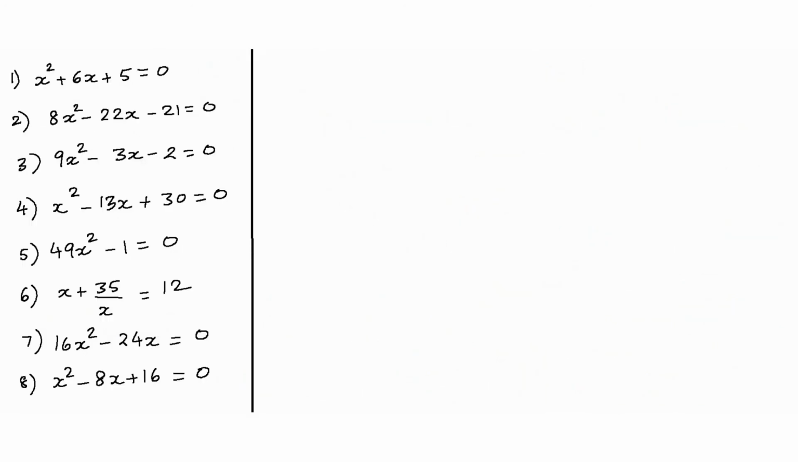Okay, let's consider solving the following quadratic equations. Let's take a look at the first one. We have x square plus 6x plus 5 equal to 0. So now we need to split the middle term. Let's look at the two extreme coefficients. We have 1 and we have 5. So I need two numbers whose product is 5 and the sum is 6.